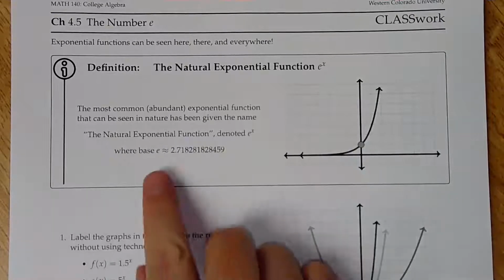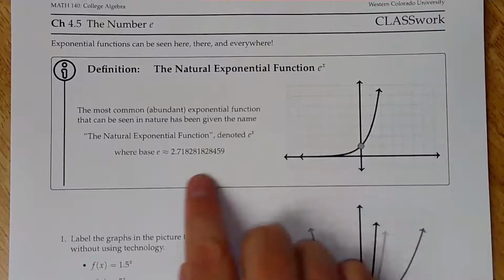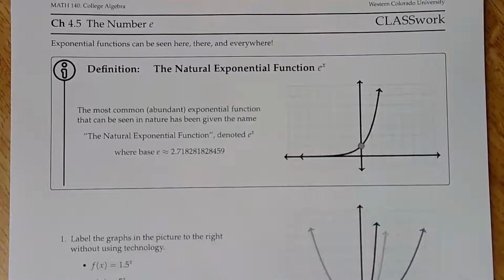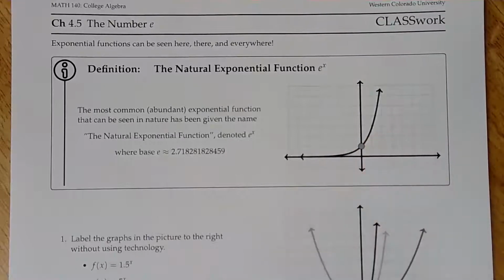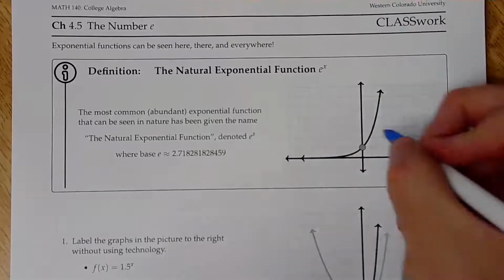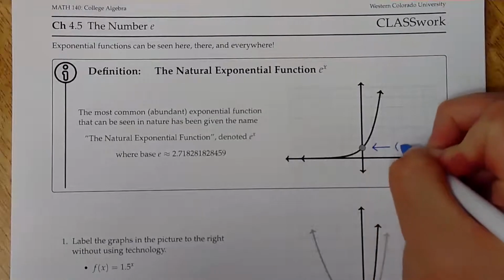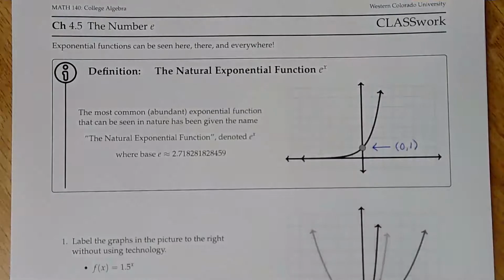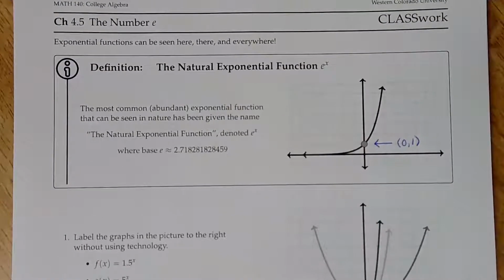Okay, and that e in this e to the x is an irrational number. So it's about 2.71828 on and on and on. And here's the graph here. So this is somewhere between 2 to the x and 3 to the x. And like all exponential functions, unless it's modified, it's going to go through that 0, 1, or whatever that a value is that's associated with your exponential function.